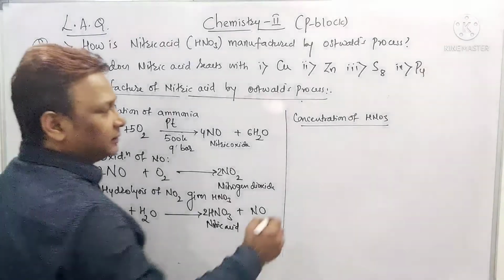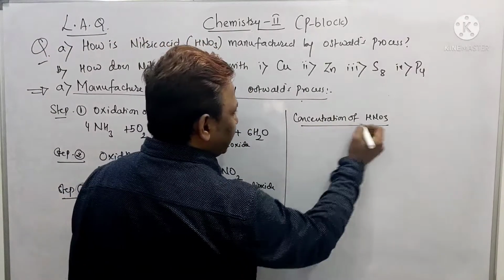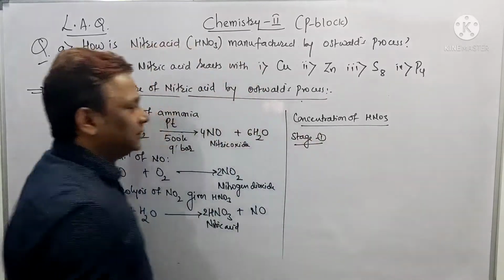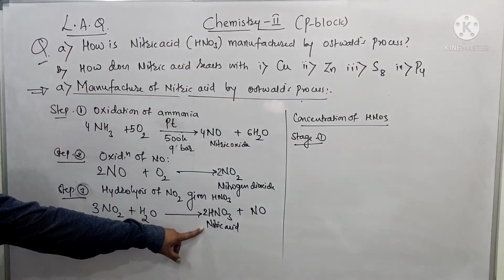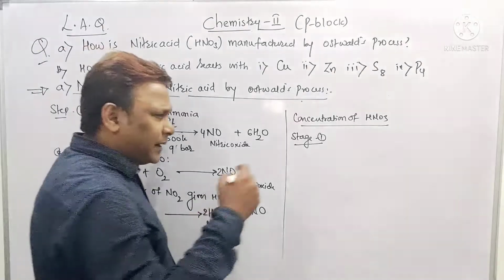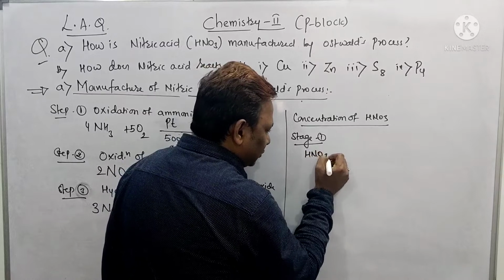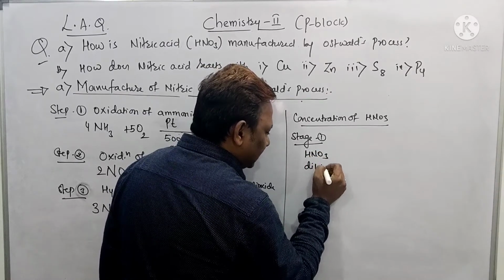But how to do it? Concentration of nitric acid HNO3 can be done in the following stages. What is stage 1? The obtained nitric acid, which is dilute, is concentrated by distillation. I will tell you stage number 1: HNO3, it is dilute.